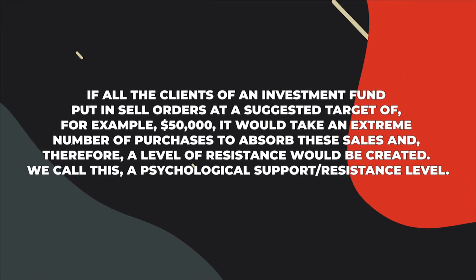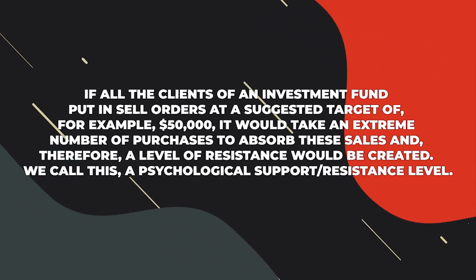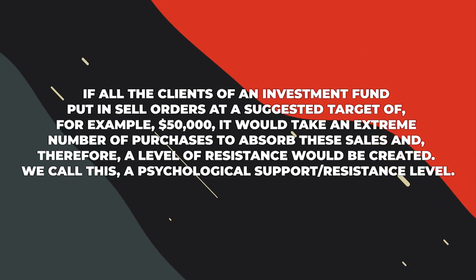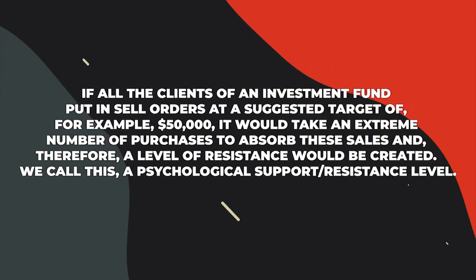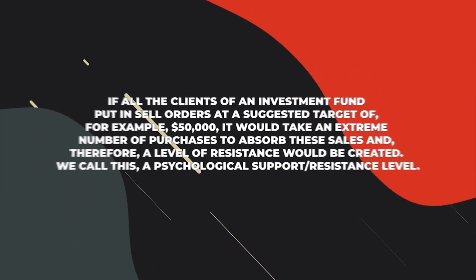Most target prices or stop orders set by either retail investors or large investment banks are placed at round price levels rather than at price levels such as 50,006 or 50,060. Because so many orders are placed at the same level, these round numbers tend to act as strong price barriers. If all the clients of an investment fund put in sell orders at a suggested target of, for example, $50,000, it would take an extreme number of purchases to absorb these sales, and therefore a level of resistance would be created. We call this a psychological support and resistance level.